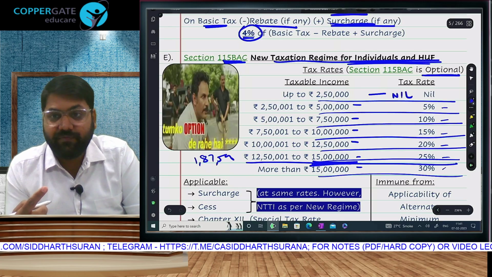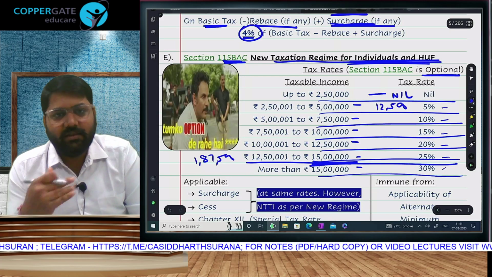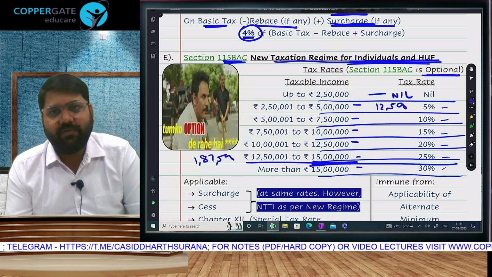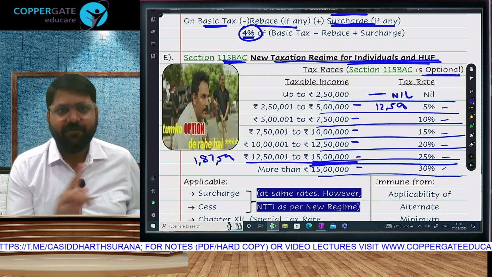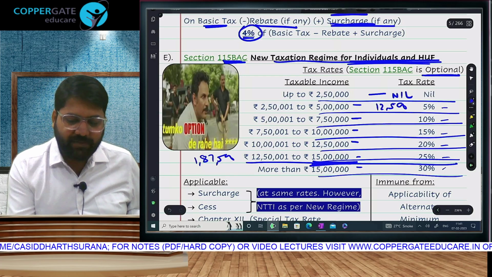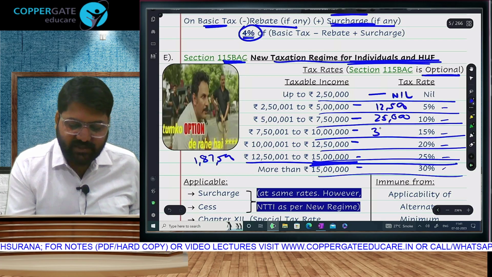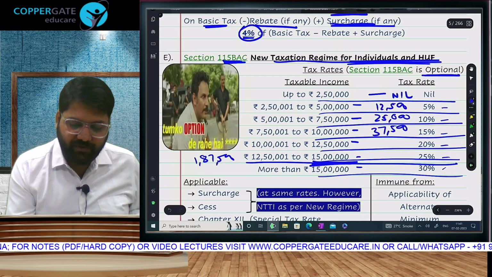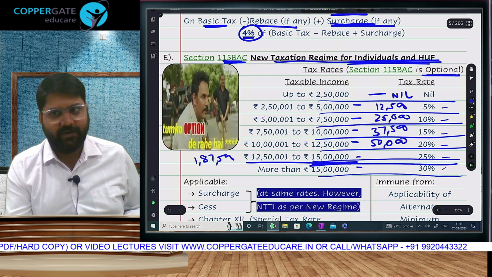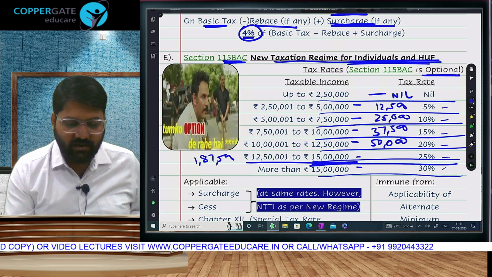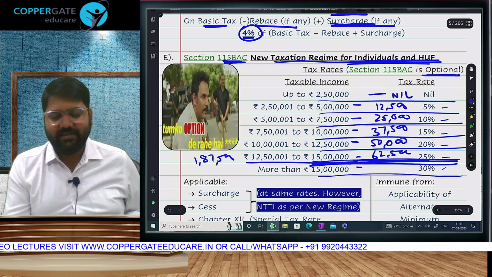Now the slab is of 2.5 lakh, and the rate will keep on increasing by 5%. So 12,500, in other words, you can say the difference will be 12,500. 5% of 2.5 lakh will keep on increasing. And if you don't understand, then do one thing. On 2.5 lakh apply 10%, you get 25,000. Apply 15%, you get 37,500. Apply 20%, you get 50,000. So if you observe, they're continuously increasing by 12,500. And here of course 62,500. This total will give you 1,87,500.